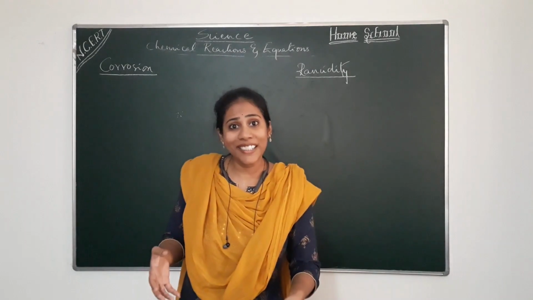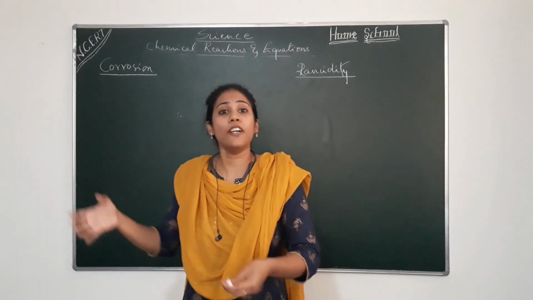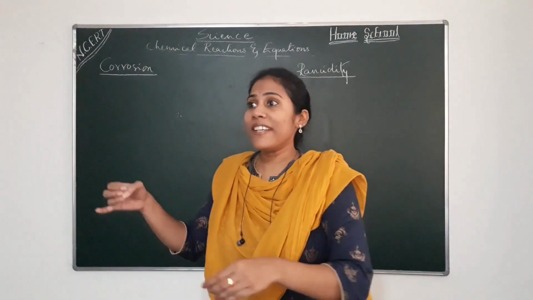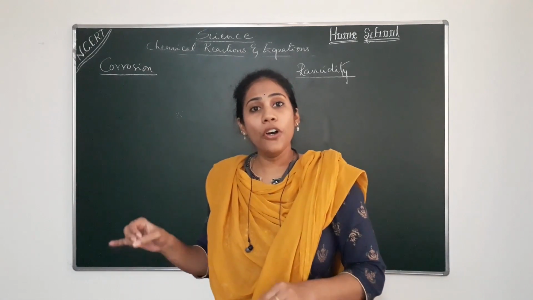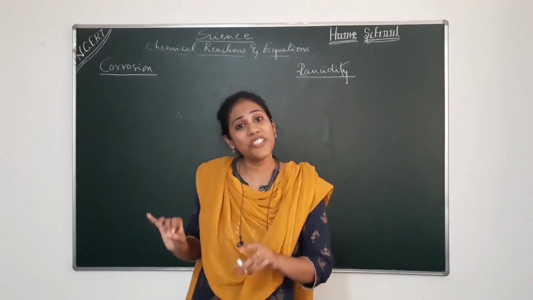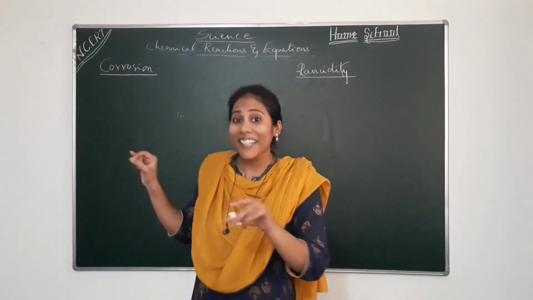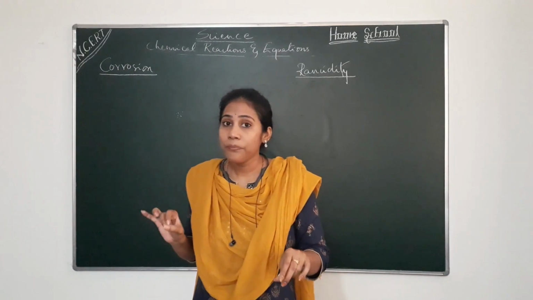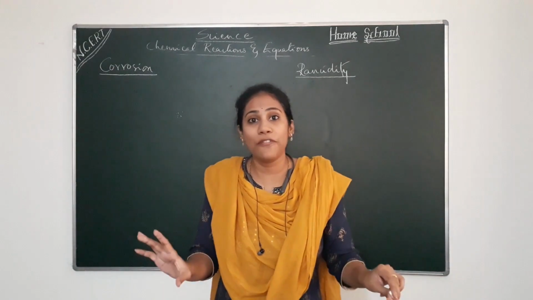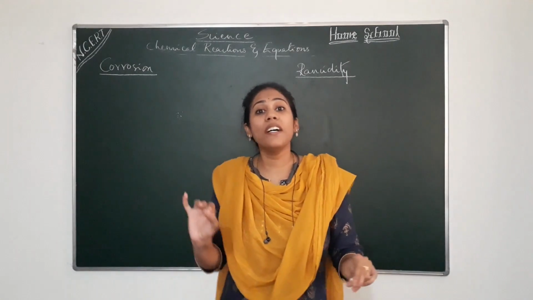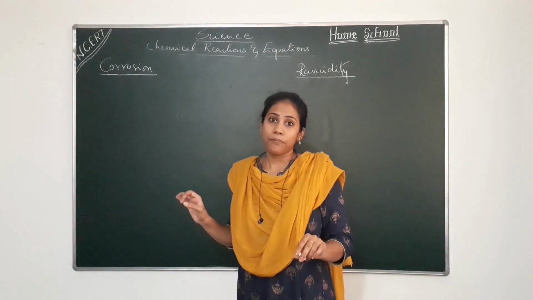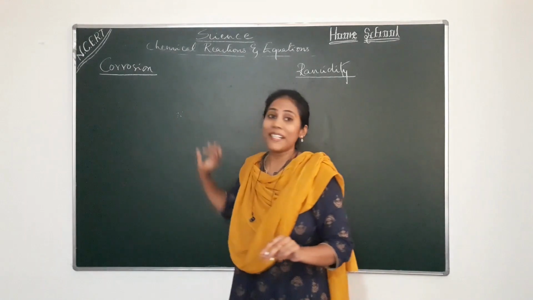Why did the quality decrease for the iron chair? Because you kept it outside for a longer time. You did not take care of that iron chair. You exposed it to the atmosphere. So it has been spoiled. So what would have happened to the iron chair when you kept it outside? Why did it get spoiled? Can you give me a reason? Why did you observe that brown color powdery thing on the iron chair? The reason is corrosion might have happened.